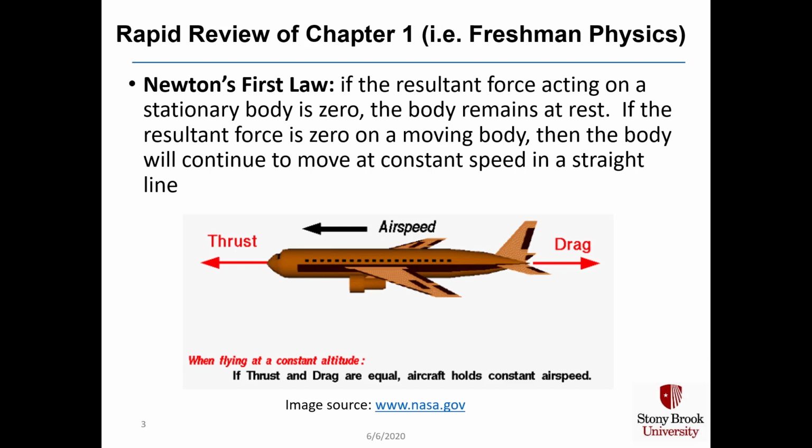We're going to do a 2-minute rapid review of Chapter 1, which is going to double as your 2-minute review of freshman physics. We're going to go over Newton's first, second, and third laws. Newton's first law says if the resultant force acting on a stationary body is 0, the body remains at rest. And if the resultant force is 0 on a moving body, then the body will continue to move at a constant speed in a straight line, just like this aircraft shown in the diagram below, where the thrust force moves it forward, the drag force retards the aircraft, and if the thrust force equals the drag force, the aircraft flies at constant speed.